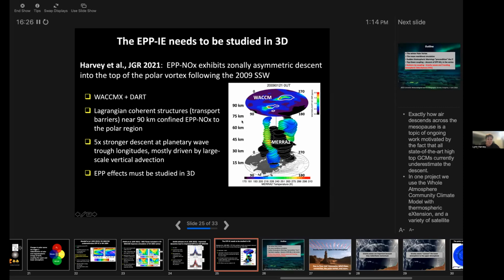And what we found was 5 times stronger descent in planetary wave trough regions, longitudes where there are troughs, versus planetary wave ridges. So you really can't average over the polar cap or around a latitude circle, or you'll obscure what's really going on.